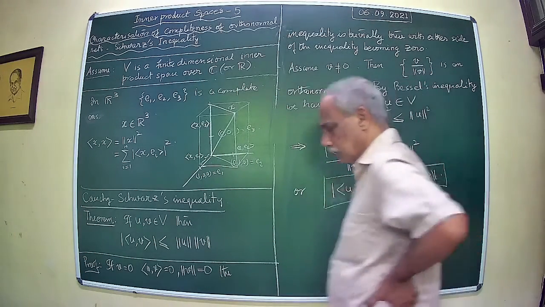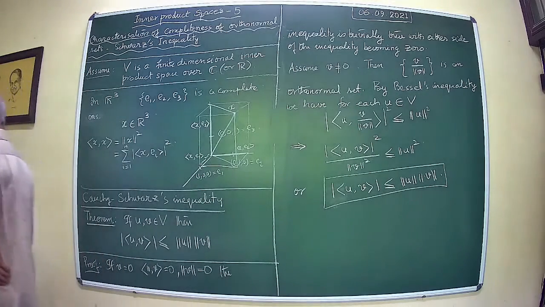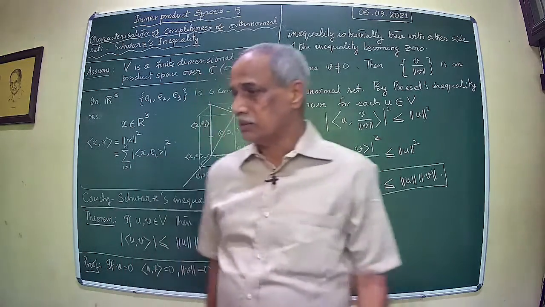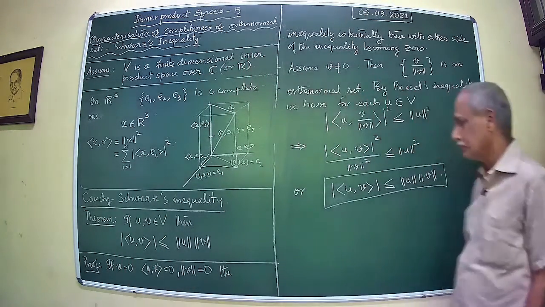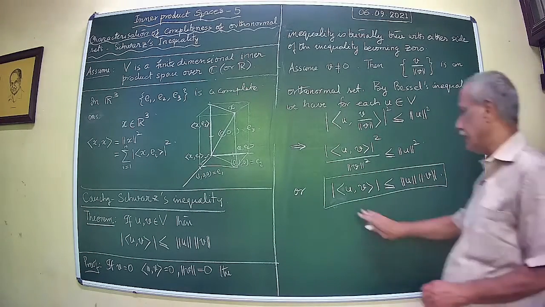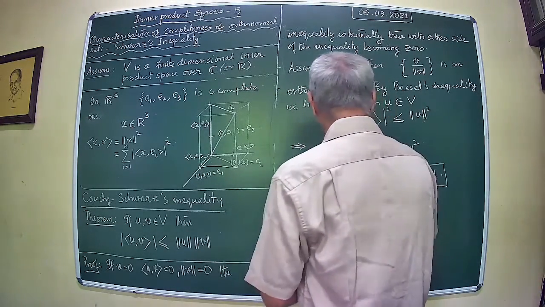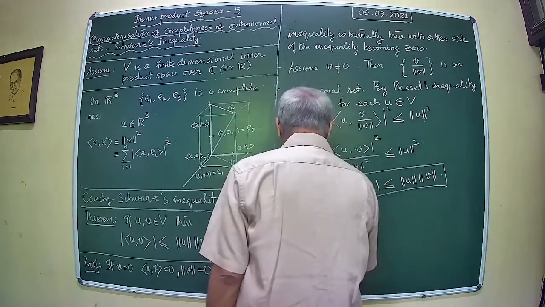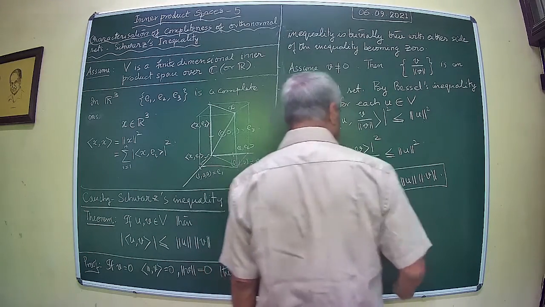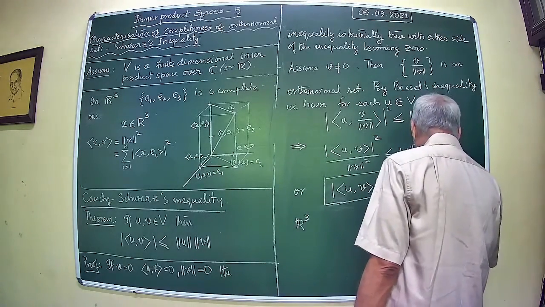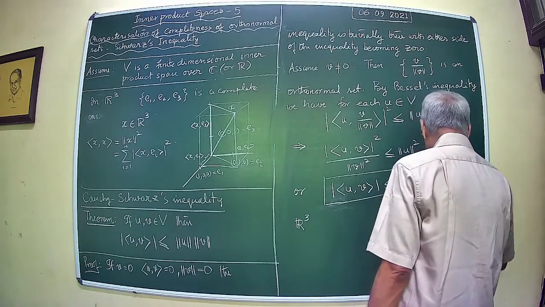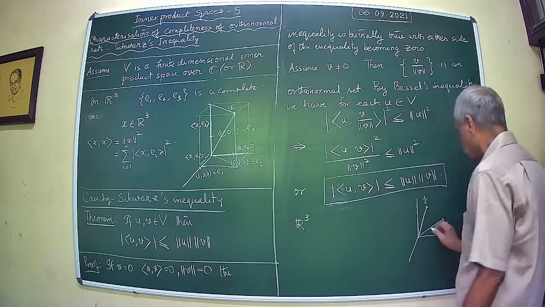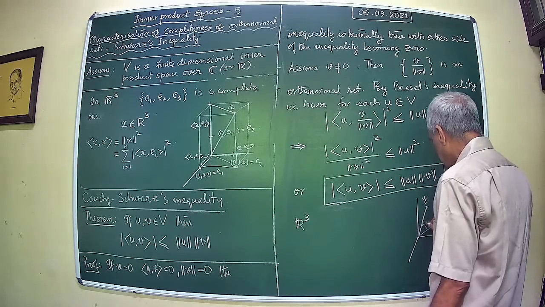So it comes out at one stroke from the application of Bessel's inequality. Okay, so that completes the proof of this. Now the question that you have to ask is, what is this? If you look at, you take R3, you have again the same kind of picture. This is X, this is Y. Suppose this angle is theta.